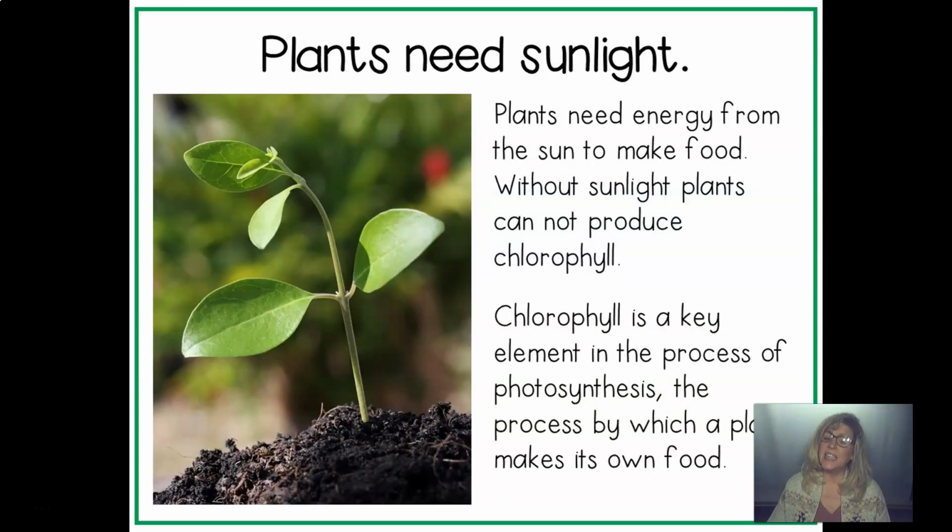Plants need sunlight. Plants need energy from the sun to make food. Without sunlight, plants cannot produce chlorophyll. Chlorophyll is a key element in the process of photosynthesis, a process by which a plant makes its own food. There's that Greek root photo again. What does the root photo mean? That's right, light.